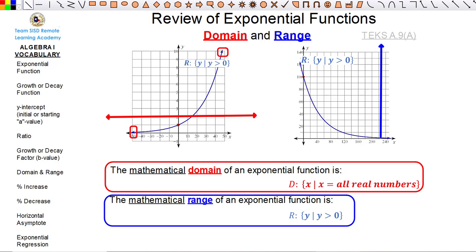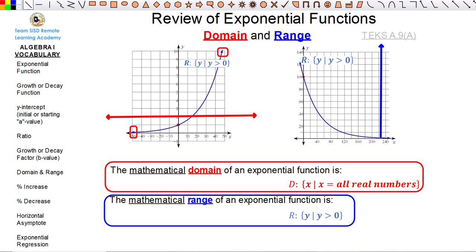What you see here is the red line represents the domain of an exponential function. Notice here that these arrows of the function are present. And so the mathematical domain, outside of a word problem, a real-world application, we are seeing that this arrow will continue indefinitely to the left, forever to the left, and this arrow going up will forever go to the right.